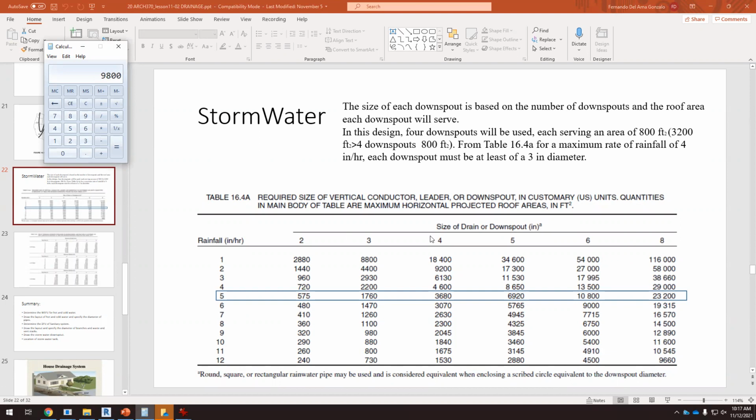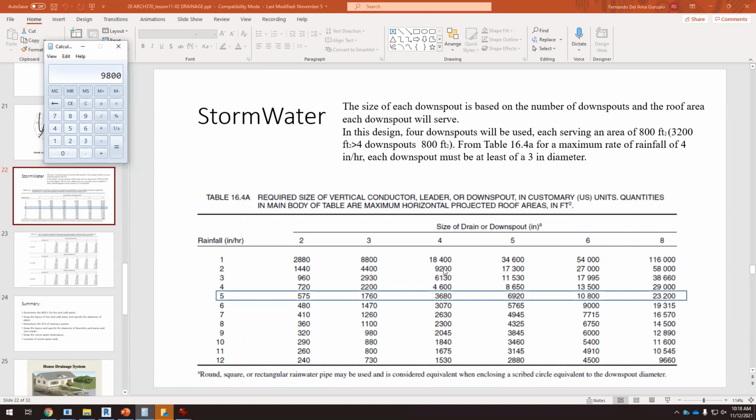So this is the size of the drain. This is the size of the vertical pipe. Okay, it can be 2 inches, 3 inches, 4, 5, 6, 8. I think 4 is fine because the minimum drainage or the minimum drain pipe that comes from the toilets is 4. Okay, so 4 is fine. So let's make this decision. The maximum size of the water downspout is 4 inches.